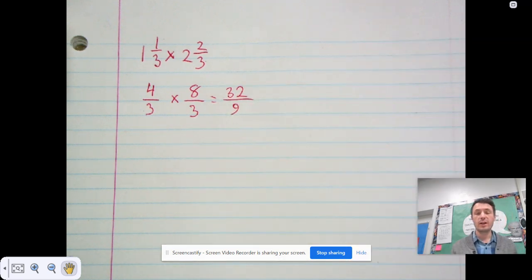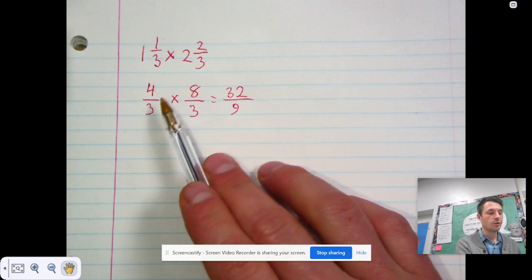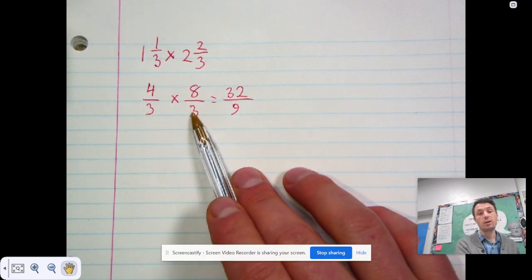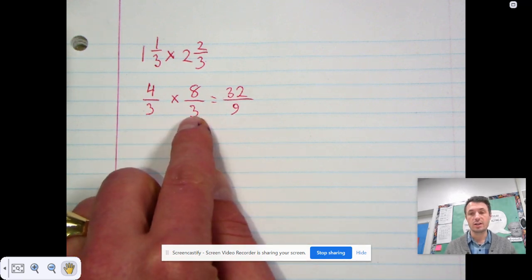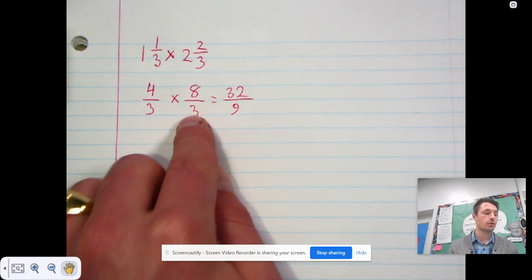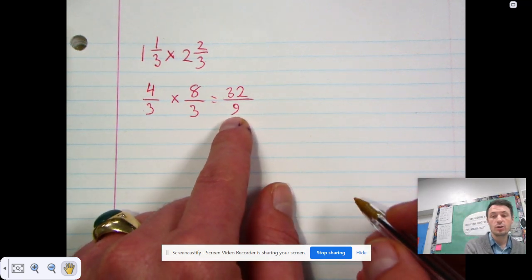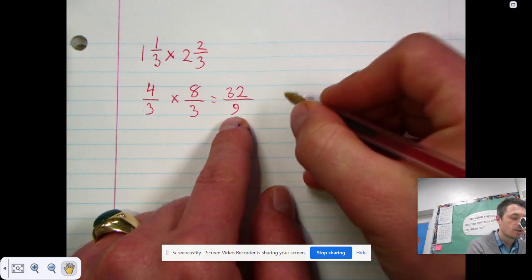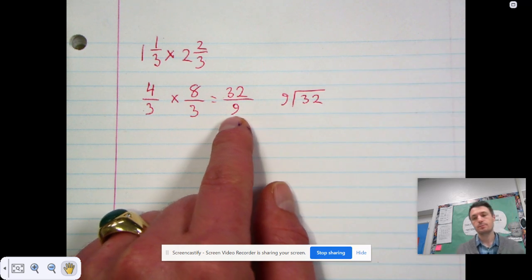Remember that when we're multiplying fractions, we multiply our numerator times our numerator, and we multiply our denominator times our denominator. It's not like when you're adding and subtracting and the denominator just stays the same. You do multiply your denominators. Now we have an improper fraction as our answer, so we have to change it to a mixed or whole number by dividing our denominator into our numerator.